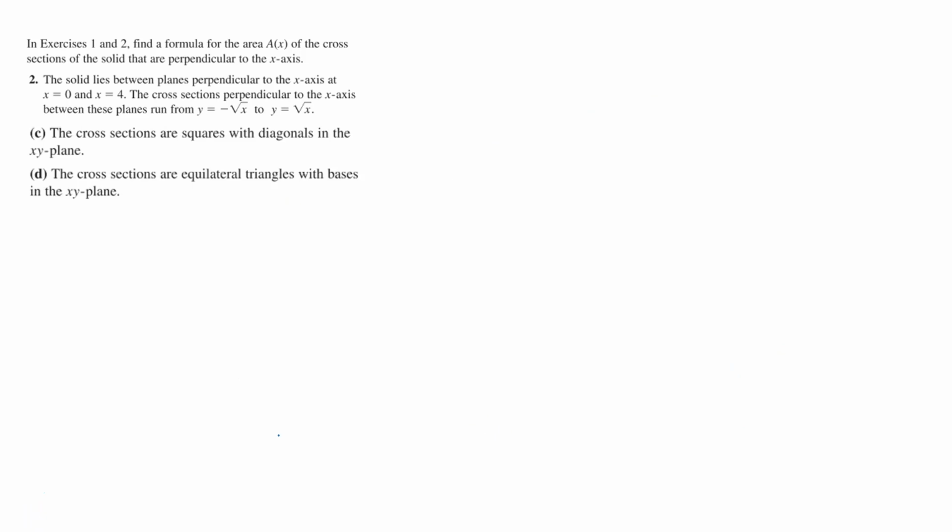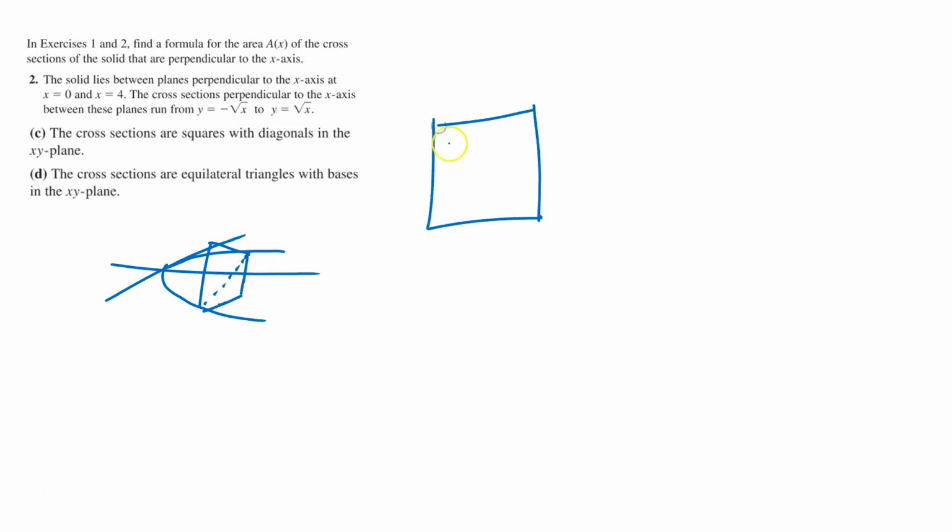All right, now they don't give us the picture, so we have to draw it ourselves. Same problem, though, so we still have this kind of parabola-looking thing that's laying down. So parabola looks something like this. Okay, this time they say the cross-section is squares with diagonals in the xy plane. So we have our squares coming up like this and going down like that. Okay, so the diagonals are going to be that 2 root x length.